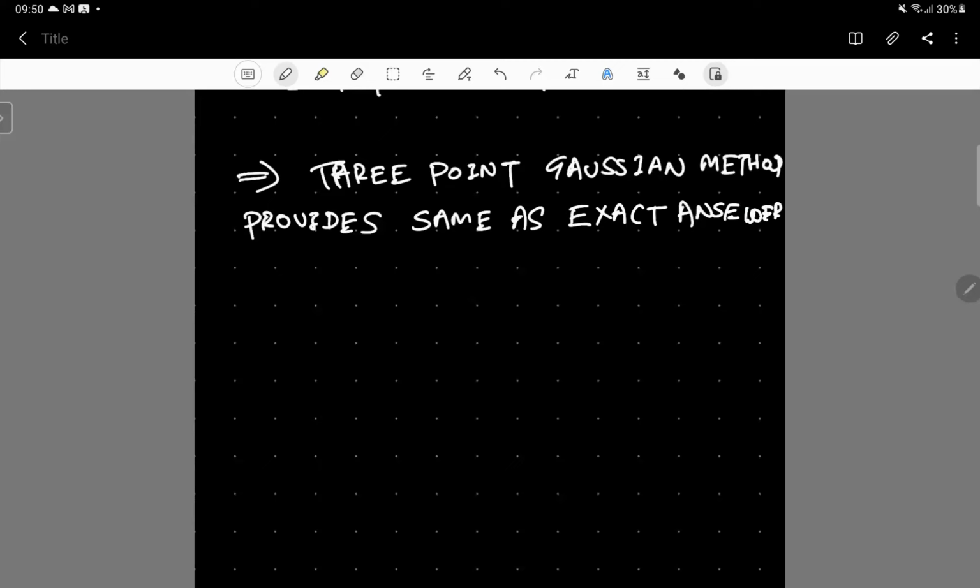So this is also one of the sole reasons this Gaussian method is commonly used in finite element simulations. This seems to be more accurate than the Newton's quadrature method.